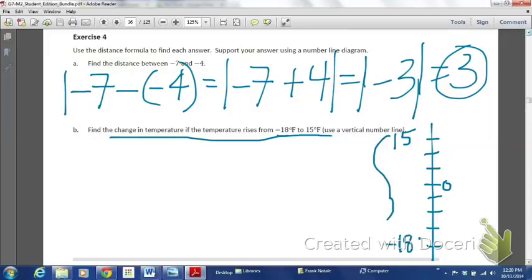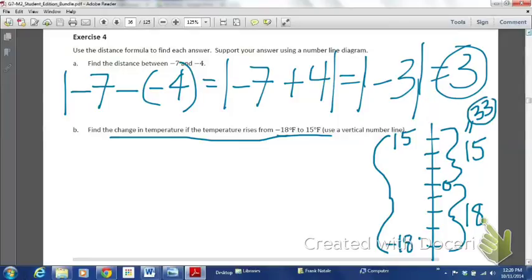So between these two, if I go from negative 18 to 0, I know that's 18 in distance, 18 units or 18 degrees, and then from here to here is another 15. So my answer is going to equal 33, because what I've done is I've just added 18 plus 15, because I'm working my distance on either side of the 0, the downside and the upside, the negative side and positive side.